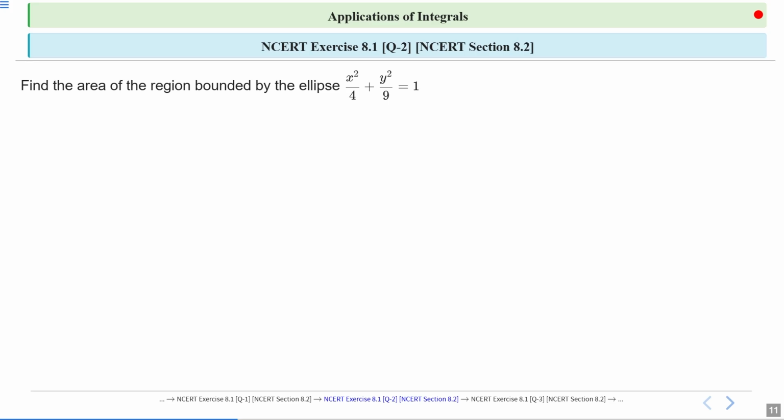Okay, so try. At first, write down the equation of the ellipse, that is x²/4 + y²/9 = 1.